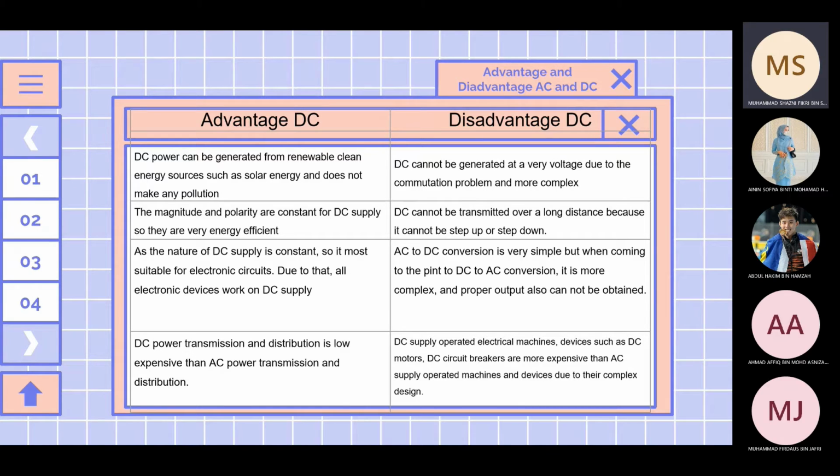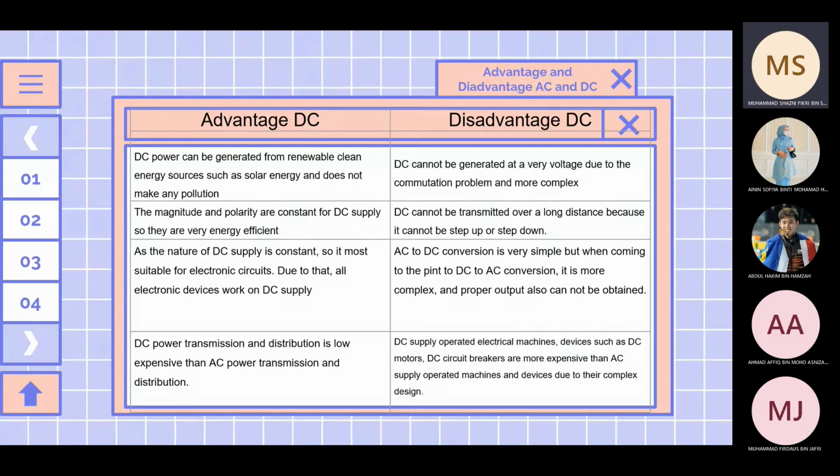DC power transmission and distribution is less expensive than AC power transmission and distribution. The disadvantage of DC is that it cannot be generated at a very high voltage due to the commutation problem, and it is more complex. DC cannot be transmitted over a long distance because it cannot be stepped up or stepped down. AC to DC conversion is very simple, but when coming to DC to AC, conversion is more complex and a proper output also cannot be obtained.